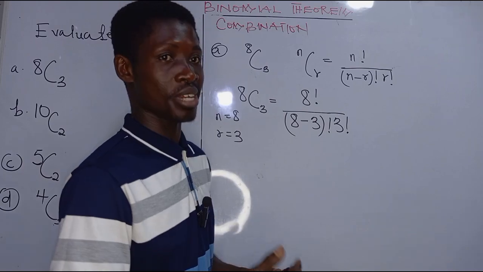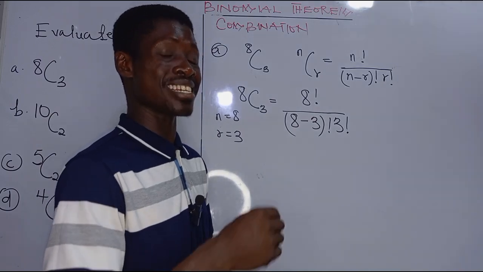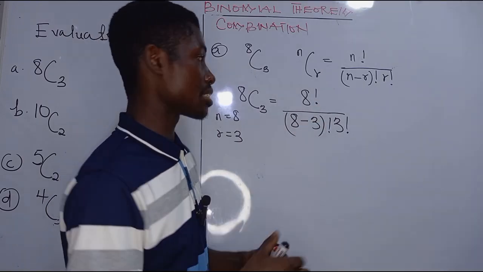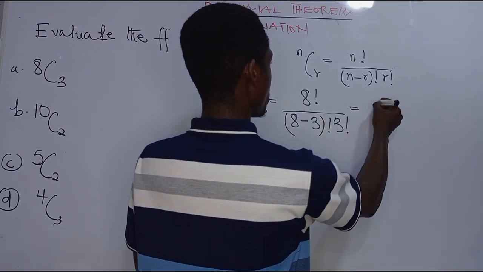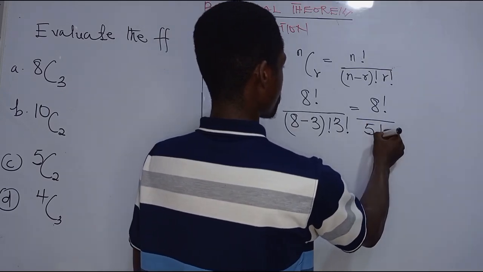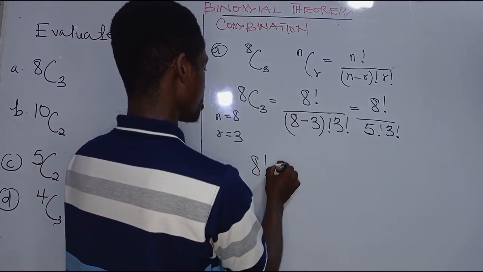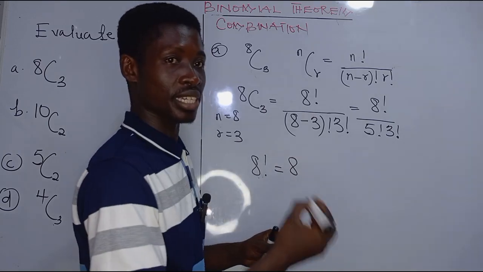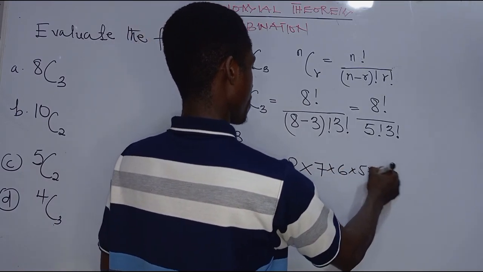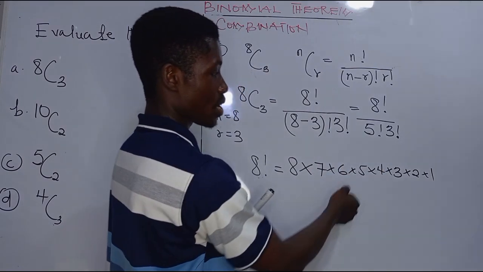Somebody may ask, what is factorial? Please, we have already discussed this in our previous lesson. So 8 factorial means we are going to multiply the number 8 and all those natural numbers that are smaller than 8. So let's continue. We have 8 factorial all over 8 minus 3, which will give us 5 factorial multiplying what? 3 factorial. Now we know that 8 factorial means we are going to write the number 8 and all those natural numbers that are smaller than 8. We are going to multiply them. So this is what 8 factorial is. Since we have 5 factorial here, we can end at this.